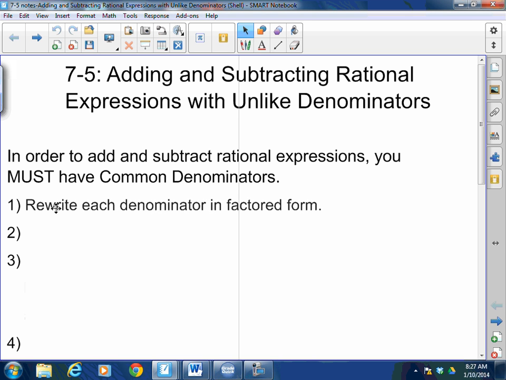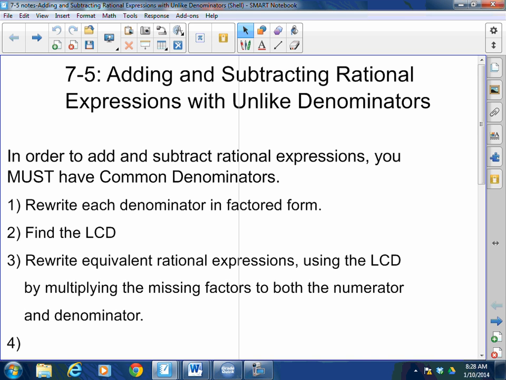So number one, rewrite each denominator in factored form. Nice and easy. We already know that step. That's easy, Mr. Morrow. Come on. Rewrite each denominator in factored form. You're boring us, Morrow. Let's go. Number two, find the LCD. You got this down too. So this isn't a problem. You know how to do this so far.